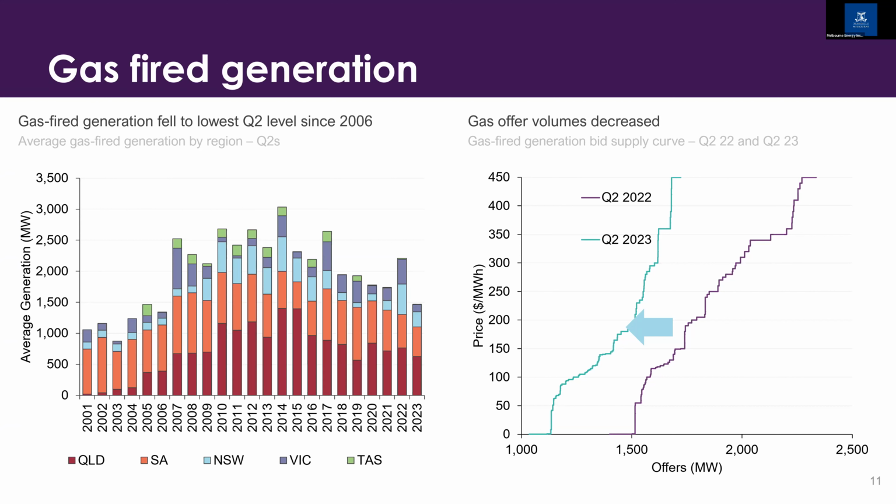So this Q2, we didn't see those extreme spot prices. So we saw greater availability from coal-fired generation and more renewables. In fact, the chart on the right shows the amount of gas-fired offers moving the opposite direction from the coal chart I showed before. So moving from the purple to the teal, moving to the left, meaning gas generator operators were committing less of their plant for dispatch, pretty much in all price bands.